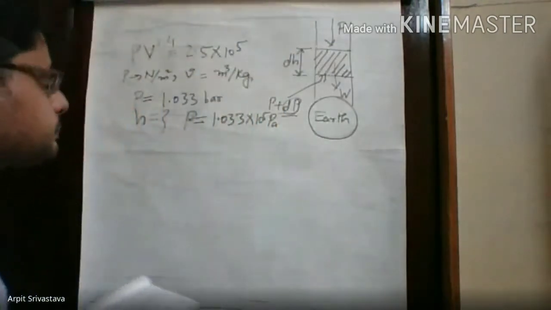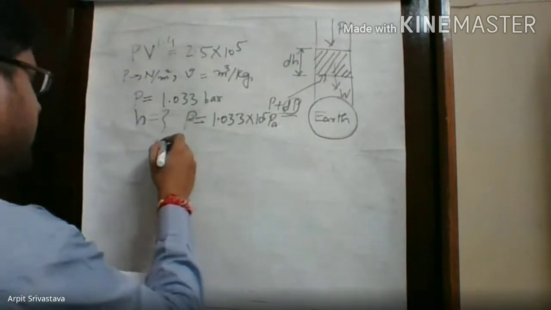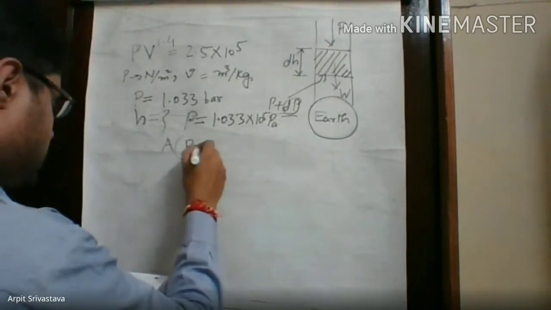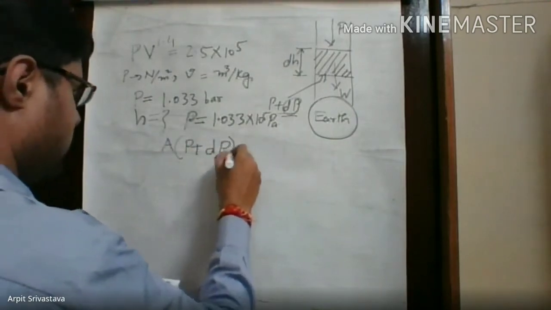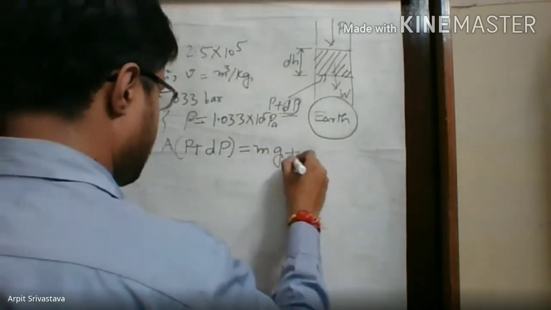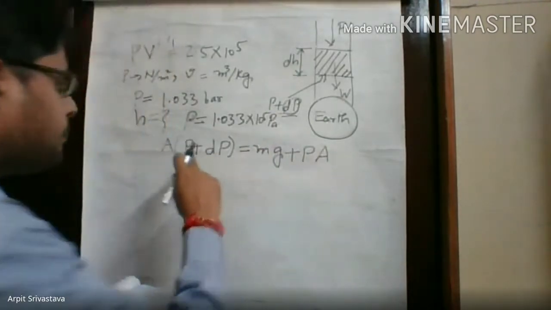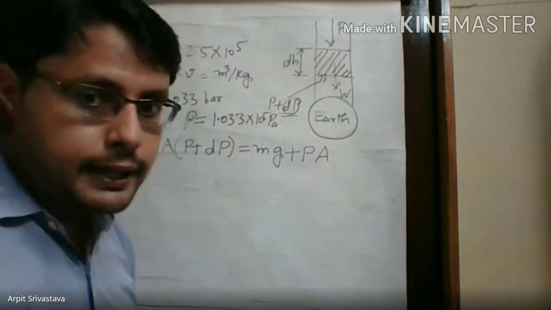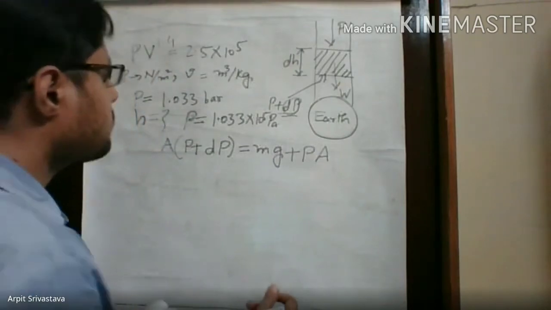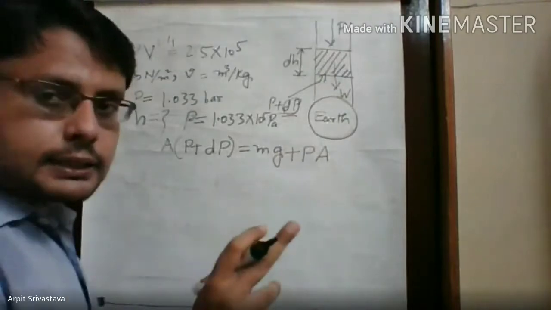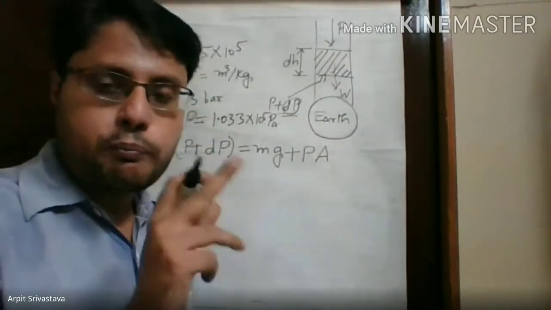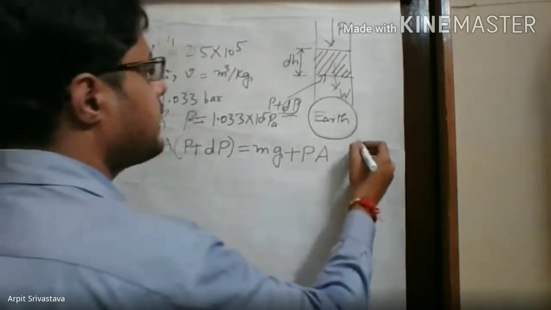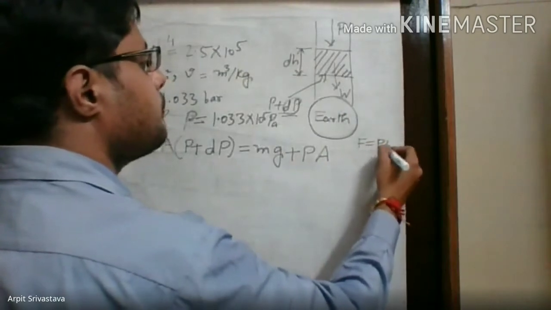Okay, if we want to explain this expression, that is, AP plus dP equals mg plus PA, how will we get this expression? See, force is defined as the product of pressure and cross-sectional area. Okay, force is defined as F equals P multiplied by A.